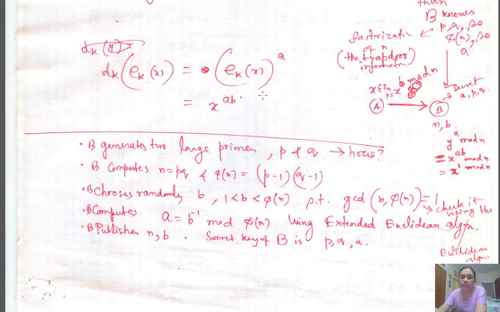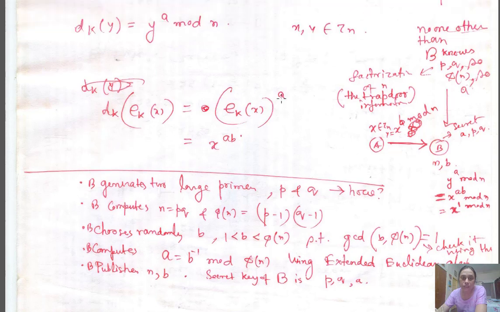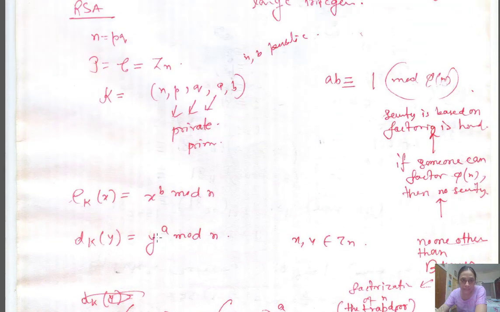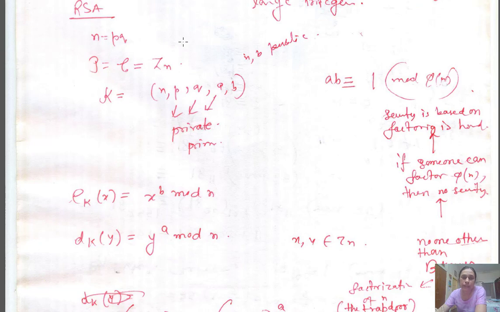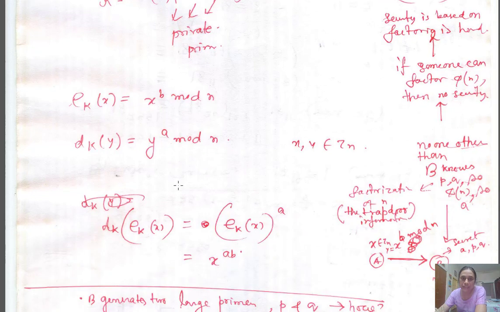Now x to the power phi n is 1 by Euler's theorem, provided x belongs to Zn star. So here in the plain text space, x must be co-prime to n, otherwise the correctness will not hold. Every plain text will be an element of Zn star. In that case, by Euler's theorem, x to the power phi n will be 1. If you use that here, this will give you back x. This is your correctness.